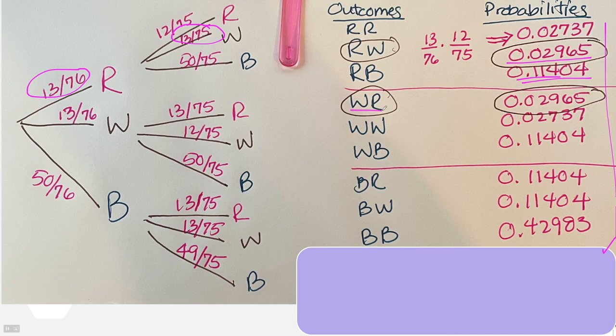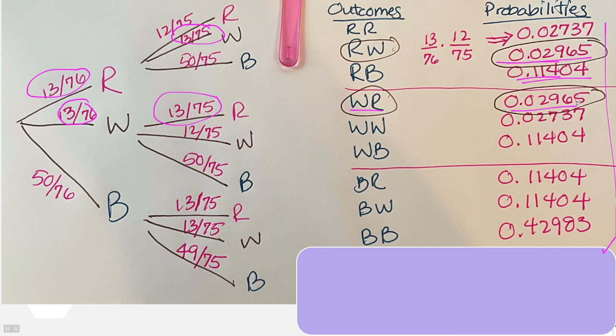And then WR, this is the last one I'll specifically talk about. WR is likewise 13 out of 76 times 13 out of 75, and we get the same answer. But these are separate things. So even though they have the same answers, they are not the same thing. Drawing a white marble out first and then a red marble is not the same as drawing a red marble out first and then a white marble. These are two separate outcomes that have equal probability.